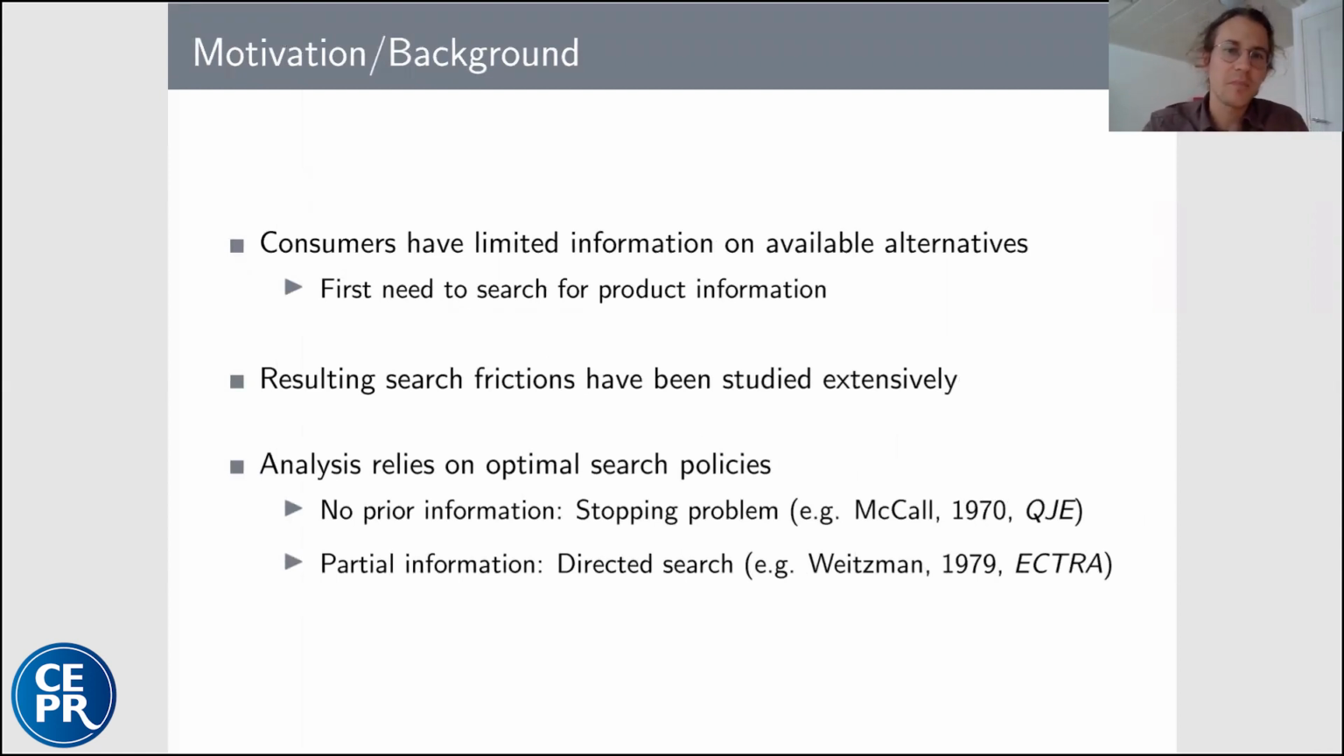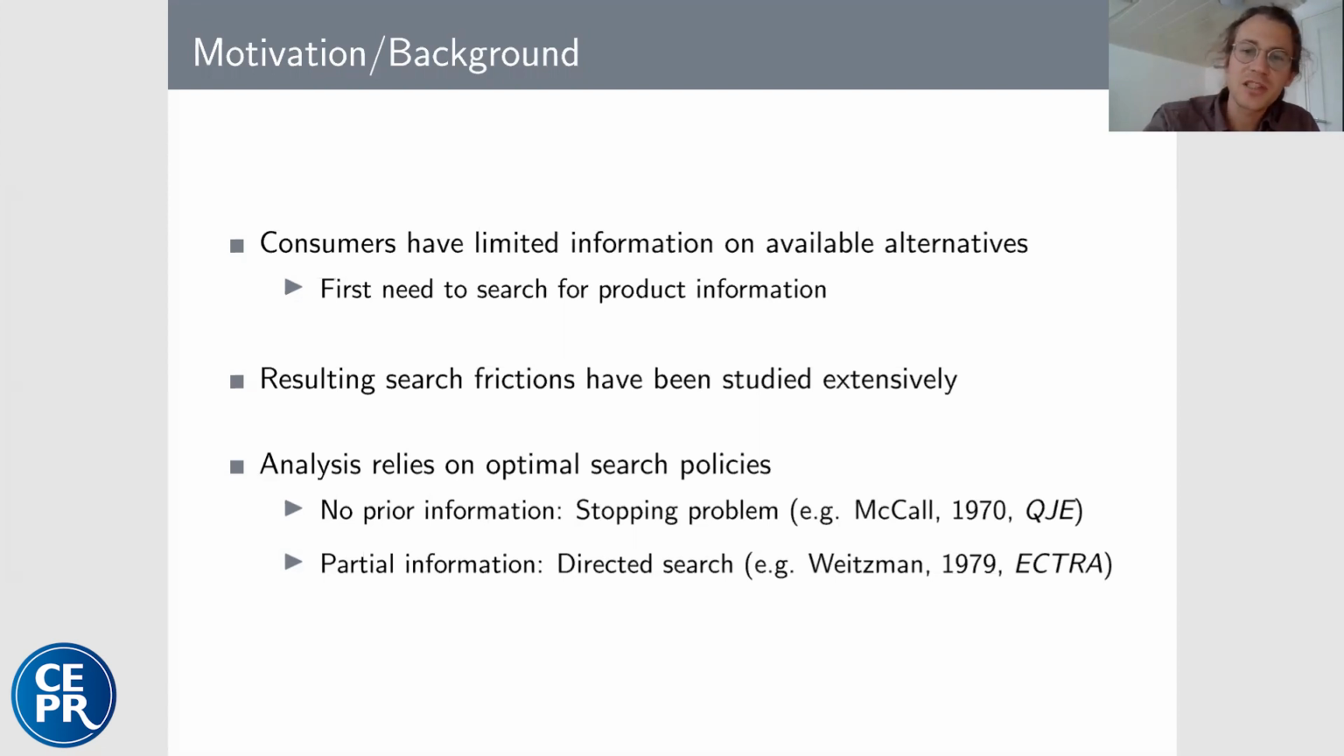In many settings or markets, consumers only have limited information on the available alternatives. So in order to compare the products, they first need to search for information on them. If this search is costly, then this is going to lead to search frictions where consumers do not compare all the alternatives and therefore may fail to buy the one that they actually prefer.